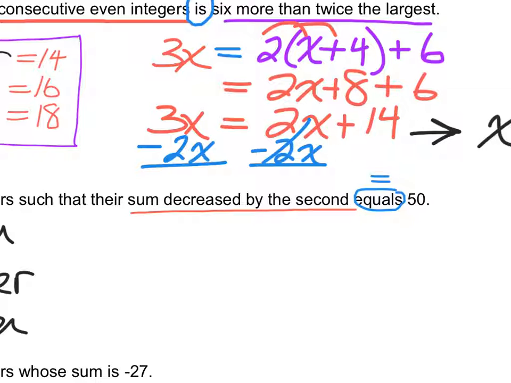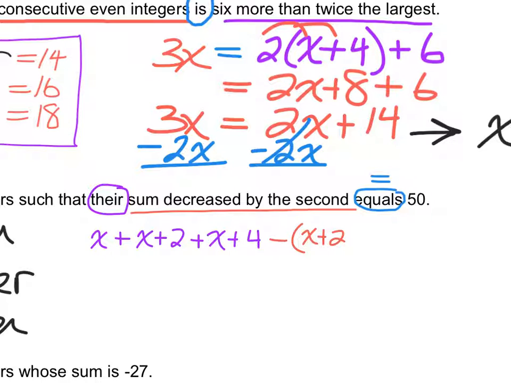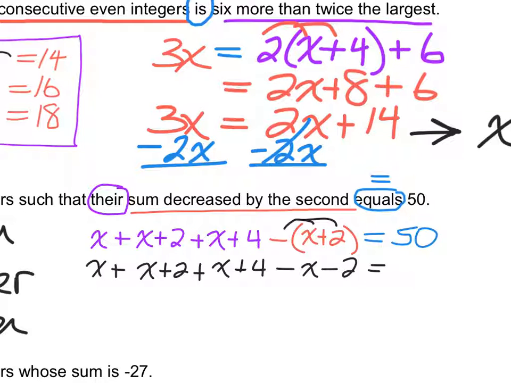But so when they said their sum, they're talking about all of them. So x plus x plus 2 plus x plus 4 decreased by the second integer, right? So this is what we're talking about here. If we take the sum and subtract the second odd integer, the result should be equal to 50, which means that you never had to have the x plus 2 in there to begin with, right? Because if you distribute, and I'll actually show the distributing, x plus, I'm going to leave it like this, though I'm not going to clean it up yet, minus x minus 2 equals 50.